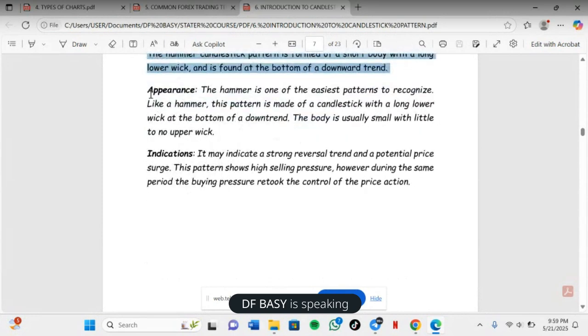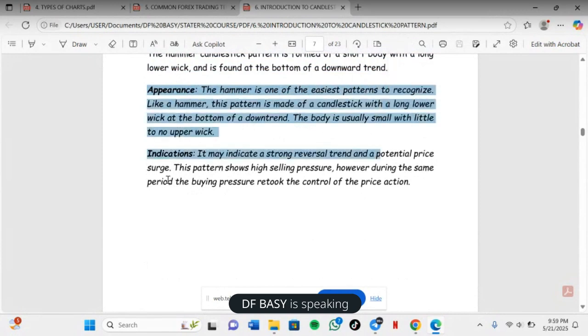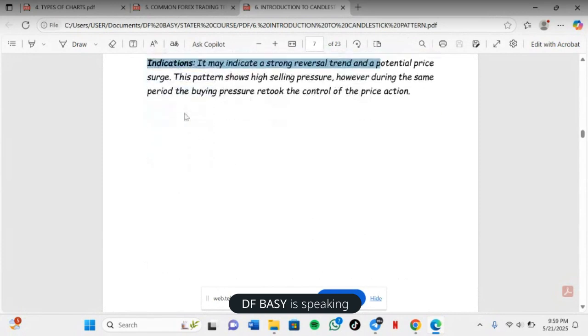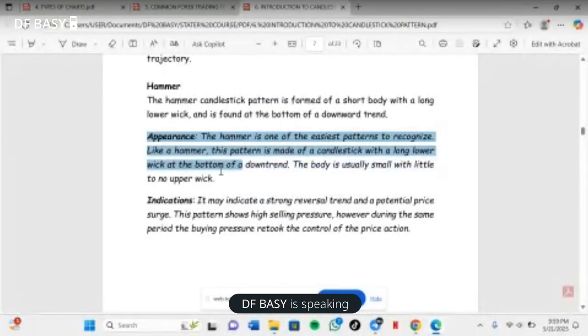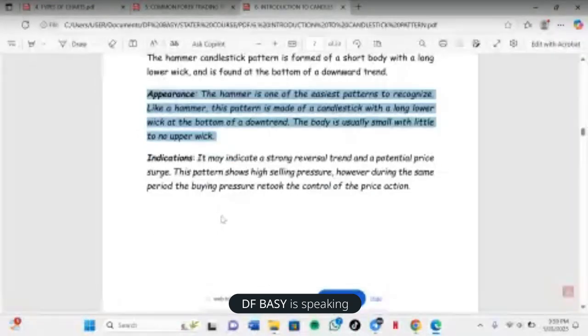Okay, let me explain the appearance. The hammer is one of the easiest patterns to recognize. It's like a hammer, you just do like a hammer. I'll show you guys on the chart. This pattern is made of a candlestick with a long lower wick at the bottom of a downtrend. The body is usually small with little to no upper wick.